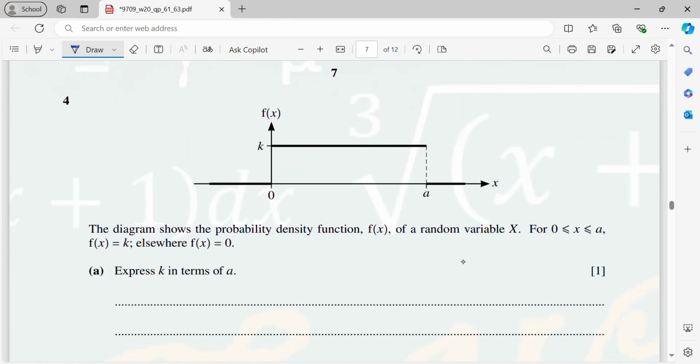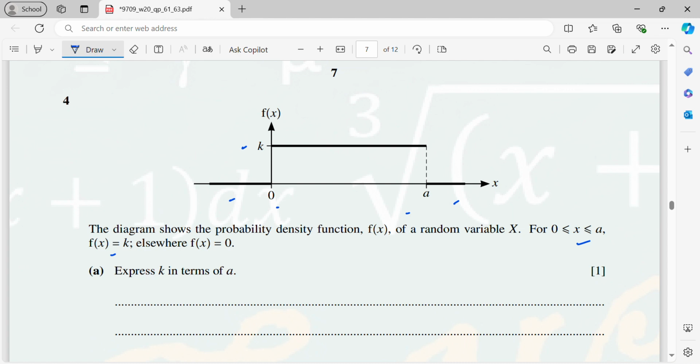Now question number 4. The diagram shows the probability density function f(x) of the variable X. X is from 0 to a, inclusive of both. f(x) equals k, and elsewhere f(x) equals 0, meaning for other values of x it will be 0. Express k in terms of a.